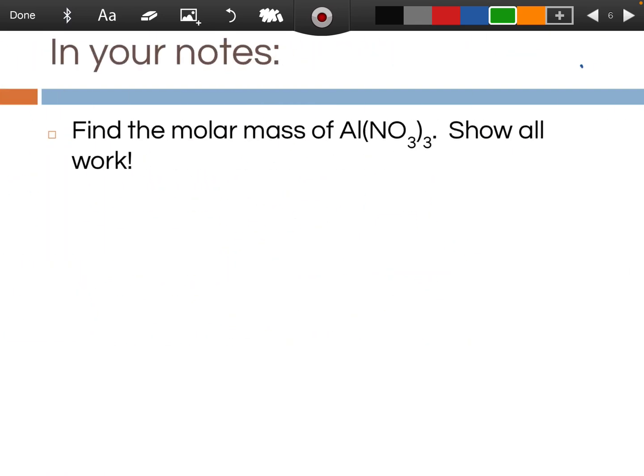One more example is if you found the molar mass of AlNO3, with the 3 outside the parentheses. Go ahead and pause the video and try this one on your own, and then come back and check your work.